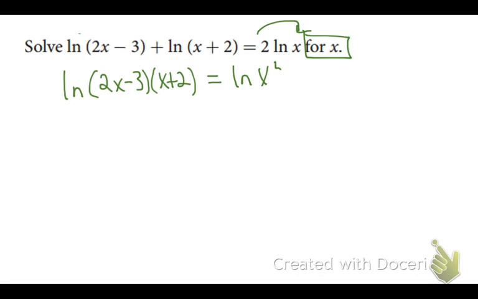Okay, how am I going to multiply those two binomials together? We're going to use our FOIL. So we would have the natural log. Your 2x and x would be 2x squared. Your outer, 2x and 2, would be 4x. Your inner, negative 3 and x, would be negative 3x. So that would be x. Plus x. And then your last, negative 3 times 2, negative 6.